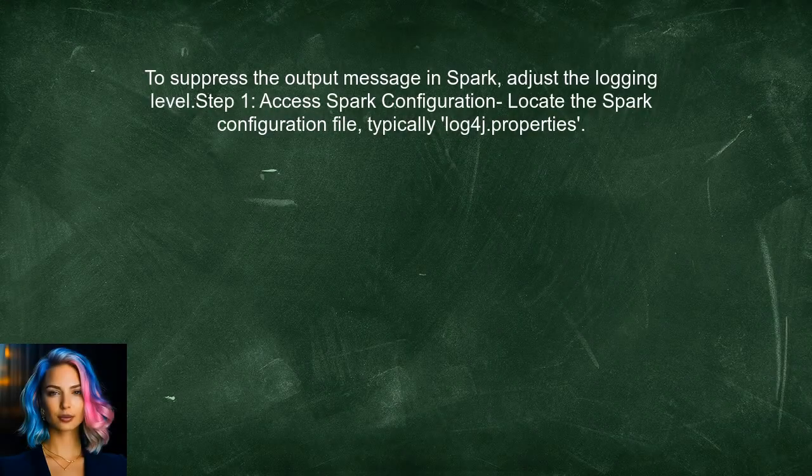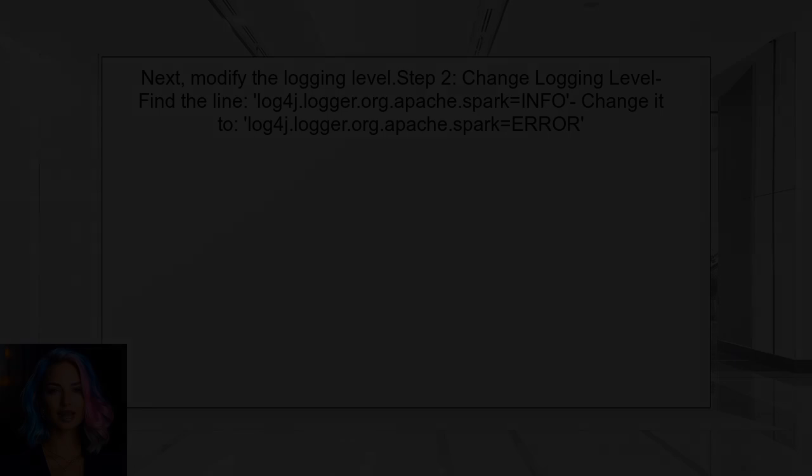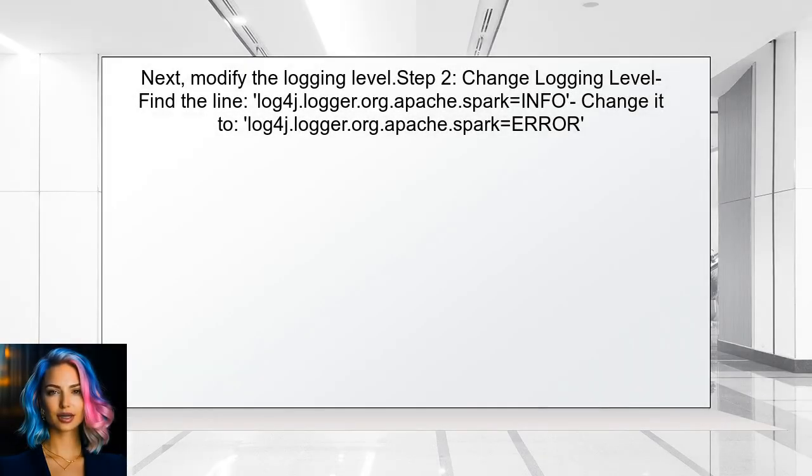To suppress the output message in Spark, the user can adjust the logging level. First, they need to access the Spark configuration settings. Next, the user should modify the logging level for the specific logger that generates the message. This can be done by setting the level to error or warn.